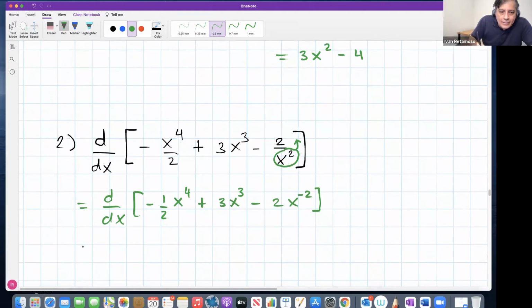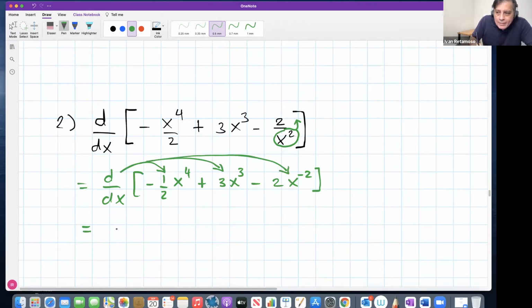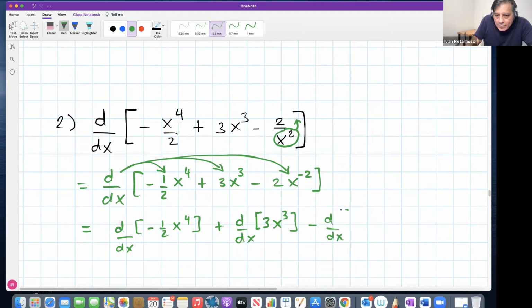All right, so now after you do that, since we know that derivatives are friends of sums, friends of differences, let's just distribute the derivative. You can always do that. So this will become the derivative with respect to x of minus 1/2 times x to the 4 plus the derivative with respect to x of 3 times x to the third minus the derivative with respect to x of 2 times x raised to minus 2, right?